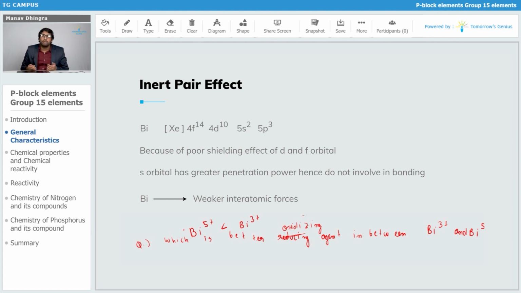So these kinds of questions they can ask you in both JEE and NEET, right? So that is the effect of the inert pair effect. These are the consequences of the inert pair effect, which I have already explained in detail in groups 13 and 14, right?